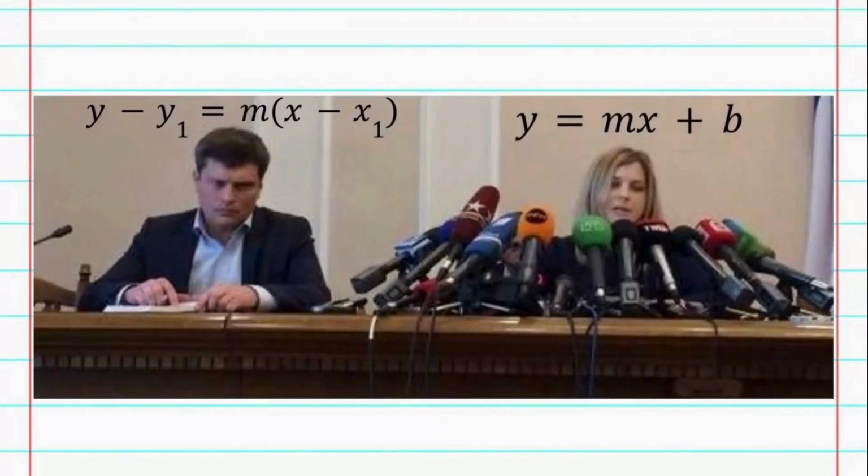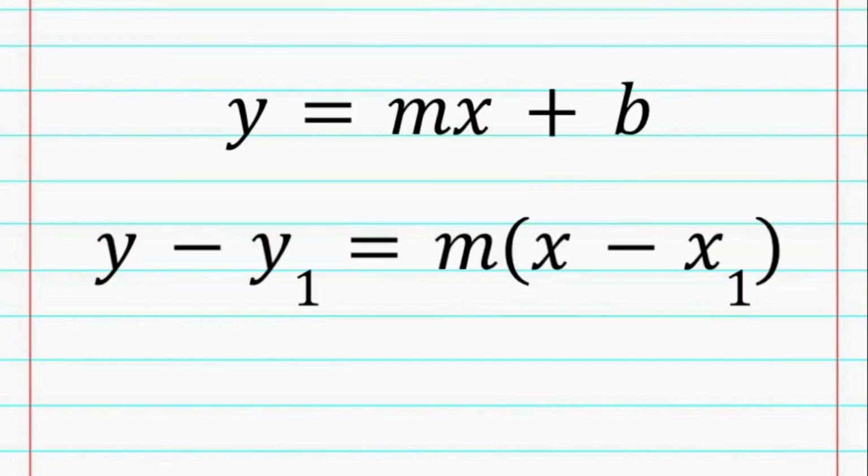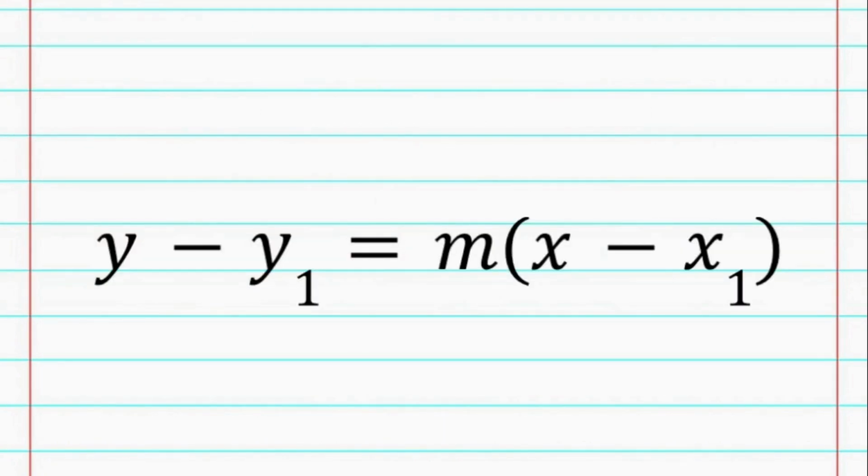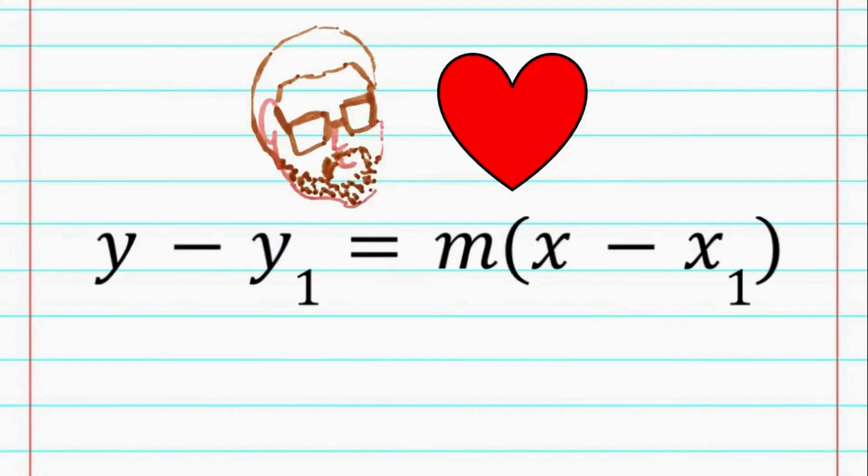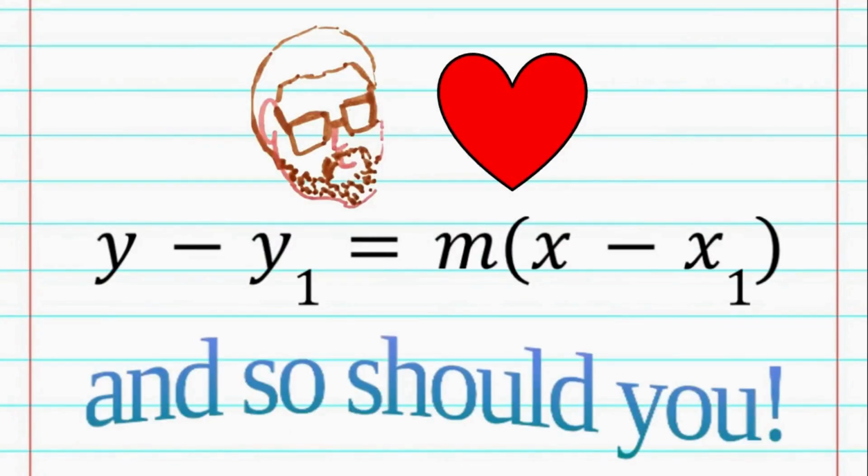I don't know. Whatever the reason, point slope form suffers from a lack of love. It seems like y equals mx plus b gets all the attention. So in this video, I'd like to shush y equals mx plus b to the side and give point slope form its flowers. Because I love point slope form, and so should you.